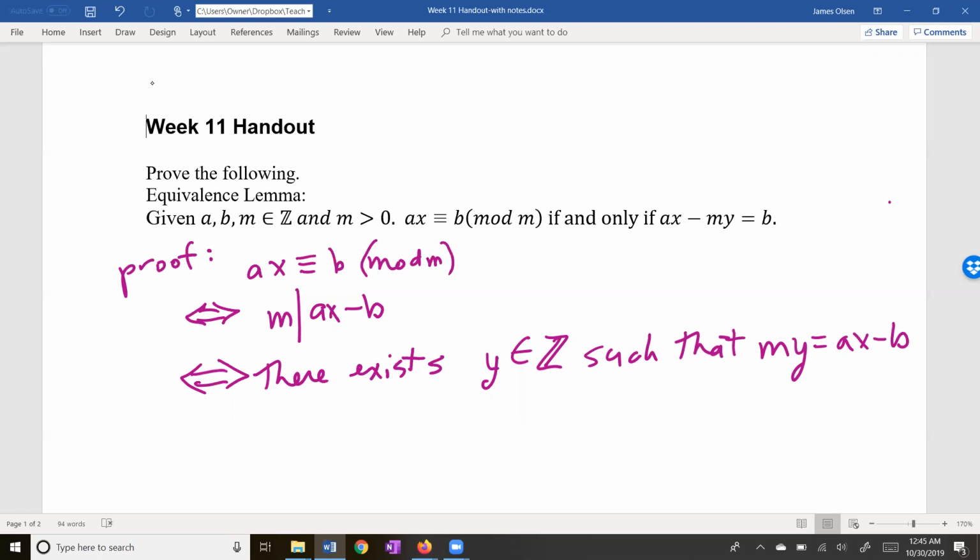And now we just have a little bit of algebra here. If and only if, I think maybe I'll add B to both sides, which brings it to the left-hand side. And I think I will subtract MY from both sides, AX minus MY. And then I think I'll use the symmetric property of equality and make this AX minus MY equal to B. So what this means is that solving a congruence basically comes down to linear combinations. And linear combinations has been a theme in our course.